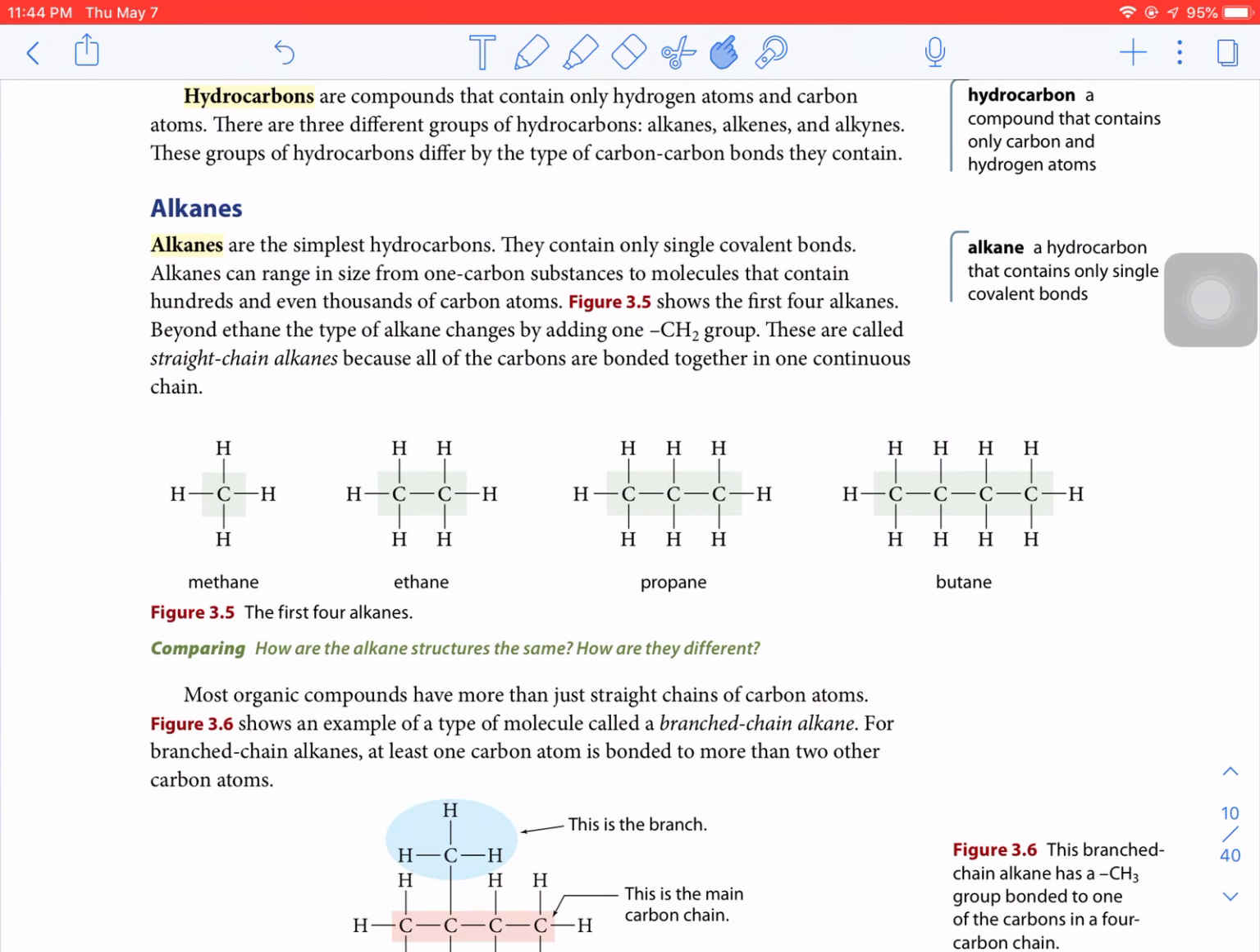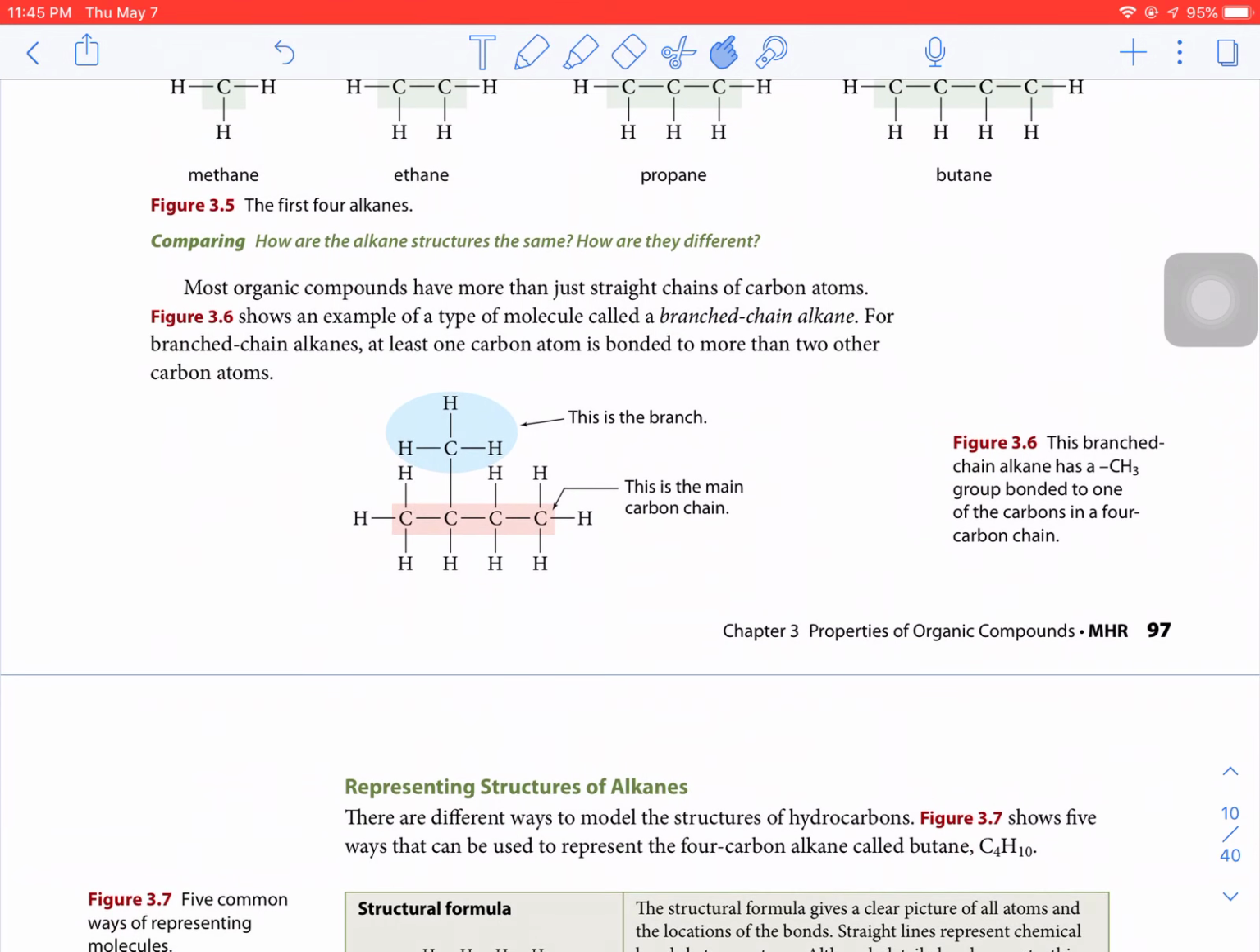Okay, so there's methane, ethane, propane, butane. Again, if you get stuck at all when we're doing this work, you can always go back to the textbook. It basically is doing what I'm doing, except I'm trying to explain it to you rather than you just having to read it and figure it out on your own.